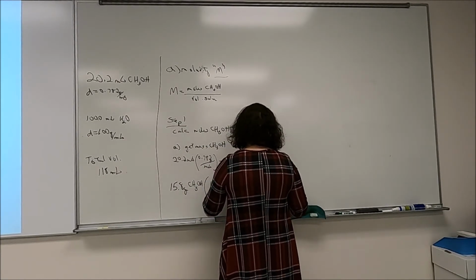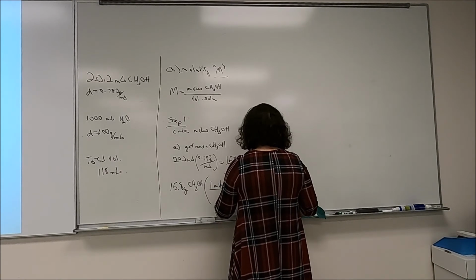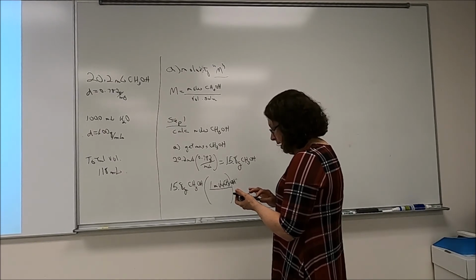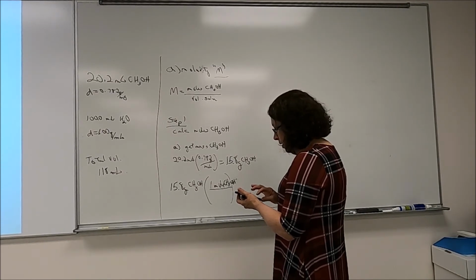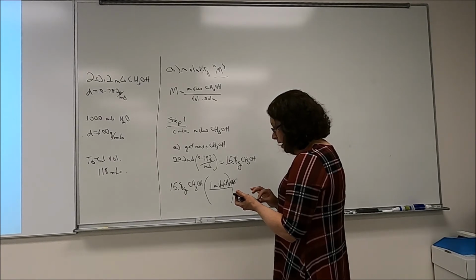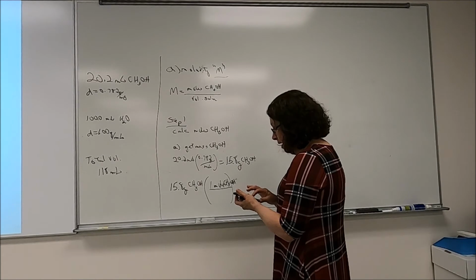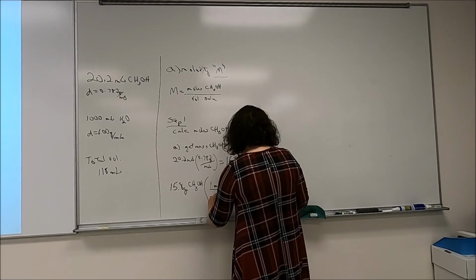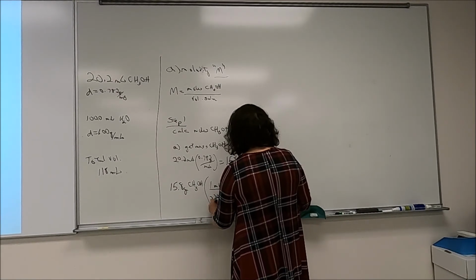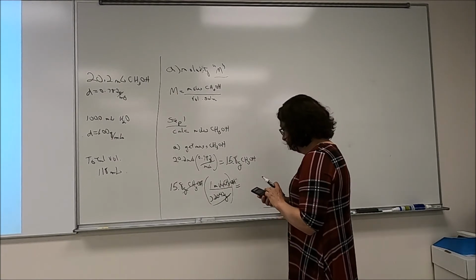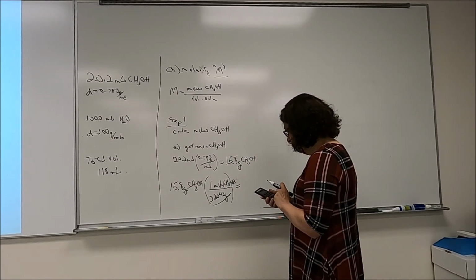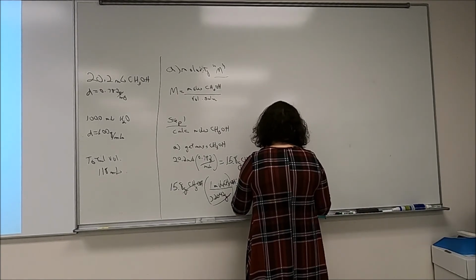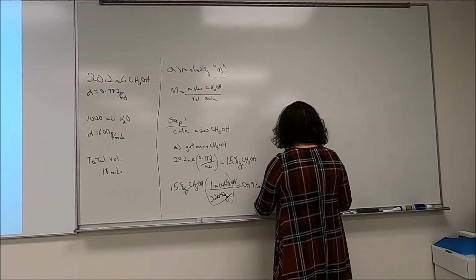1 mole of CH3OH, and to get the molar mass, I'm going to take 12.011 plus 4 times 1.0079 plus 15.9994, and it's 32.042 grams. So notice grams and grams divide out. And I get 0.493 moles of CH3OH.